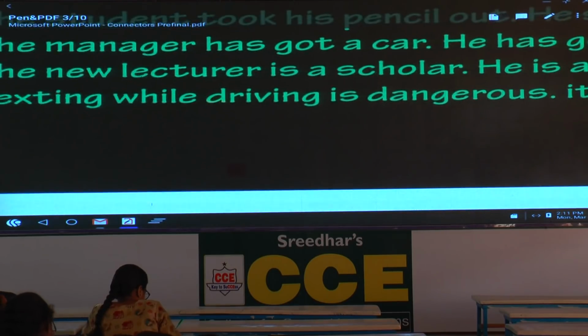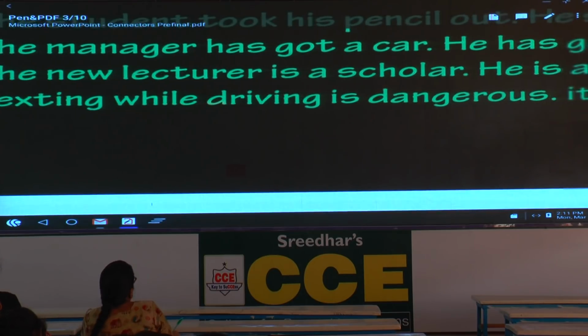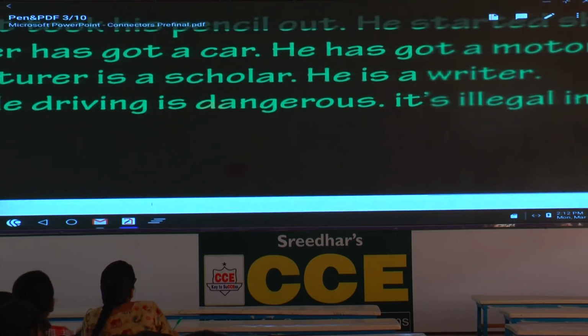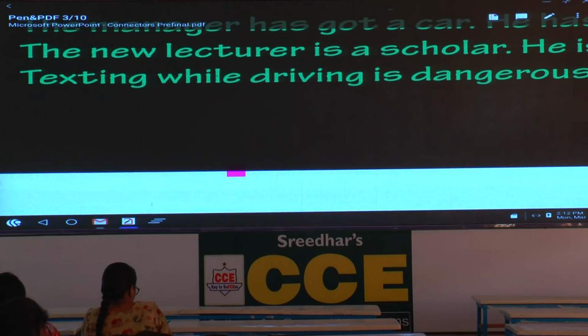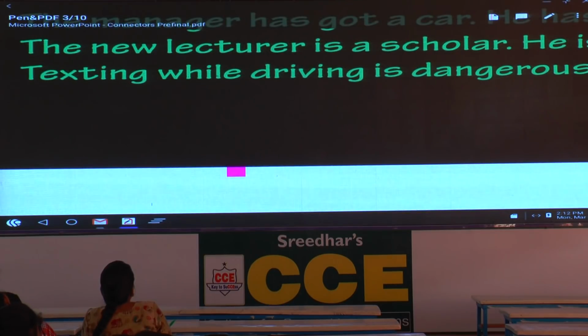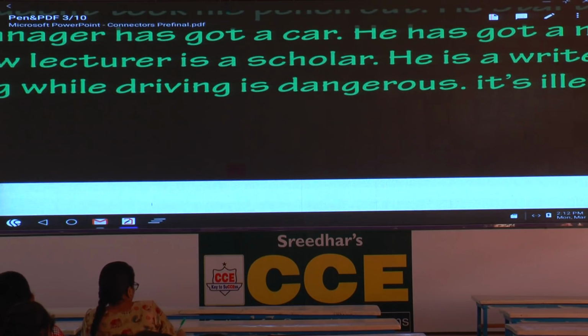Written. Third one, the new lecturer is a scholar. Scholar here means a knowledgeable person. He is a writer. So how do you join? Not only but also is appropriate. The new lecturer is not only a scholar but also a writer.